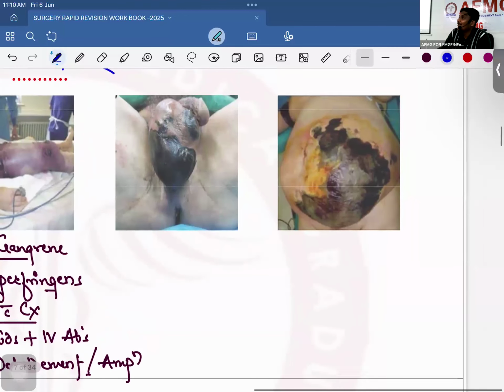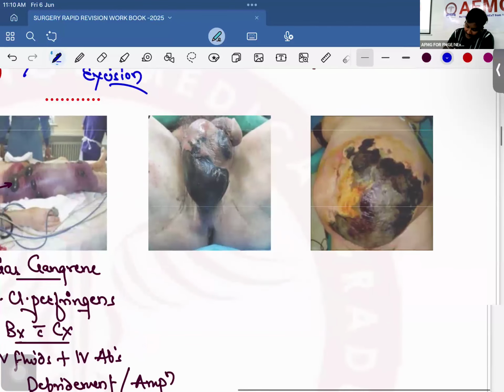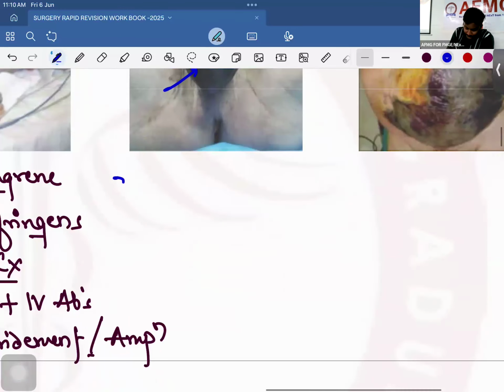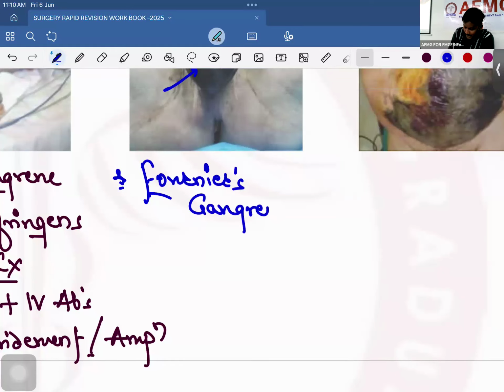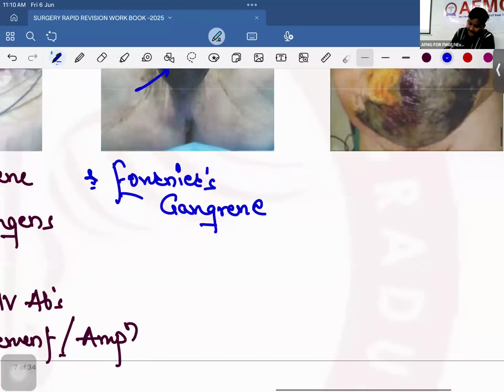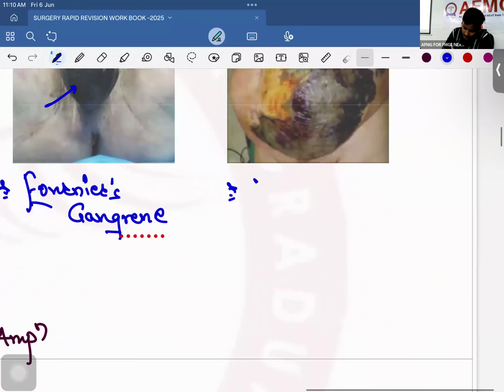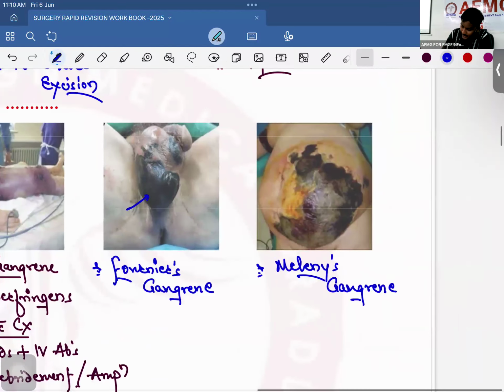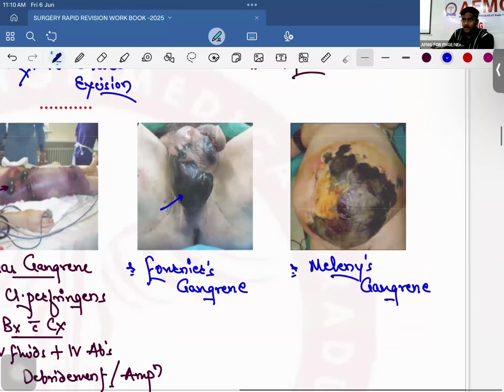Okay, let's go. So this superficial necrotizing infection is going to be seen. The superficial necrotizing infection of the scrotum is classically known as Fournier's gangrene. It is classically known as Fournier's gangrene that you have to remember. Whereas the superficial necrotizing infection of the abdominal wall is known as Meleney's gangrene. Okay, so please remember Fournier's gangrene when it is seen in the scrotum, and Meleney's gangrene when it is seen over the abdominal wall.